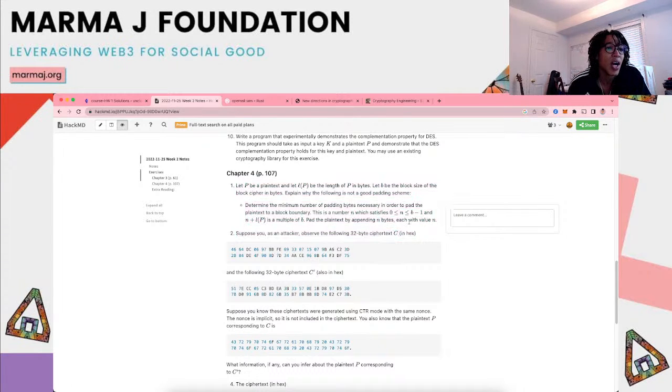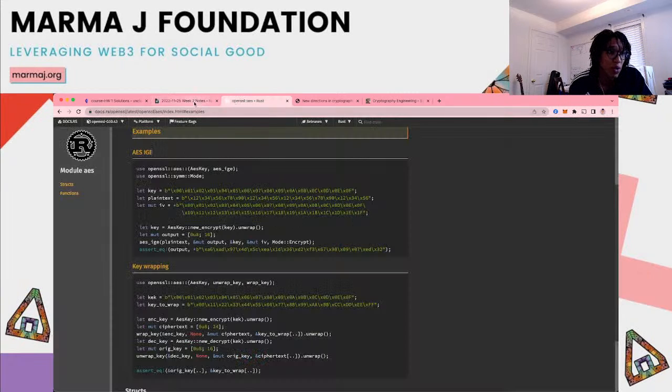Okay, good enough. So for a question like this, it's asking, what's the minimum number of padding bytes necessary in order to pad the plain text to a block boundary? This is a number n which satisfies this, and n plus the length of the plain text is a multiple of b. Pad the plain text by appending n bytes, each with a value of n. So, short answer is that n could be 0, and that wouldn't be good. But, again, there's lots of questions to go through.